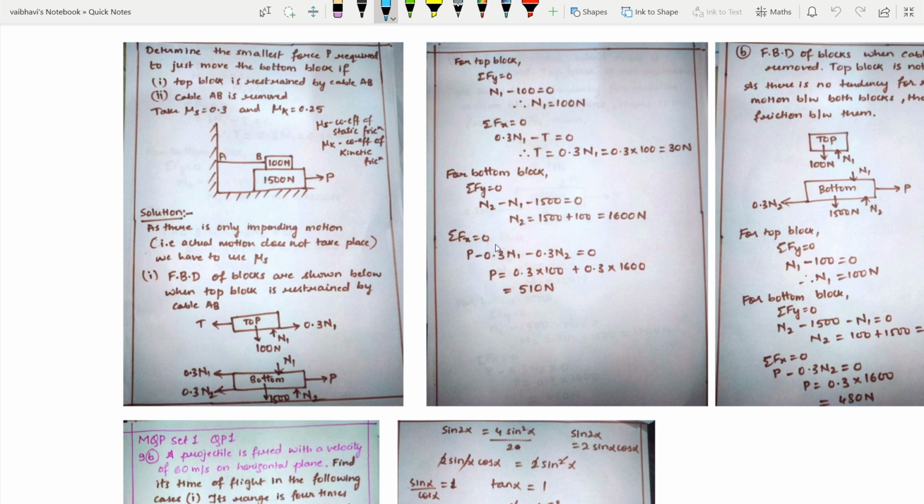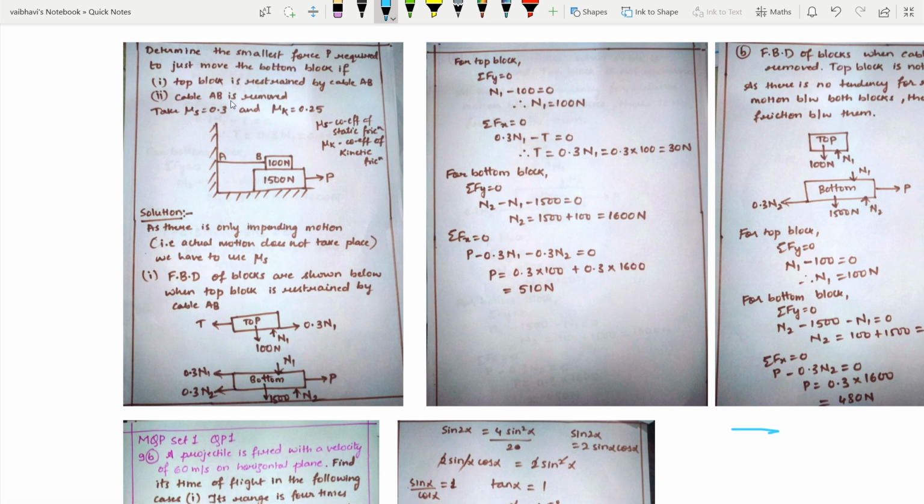Then taking summation of horizontal forces, that is P positive on this side minus 0.3 N1 minus 0.3 N2. Then we get P equal to, substituting the N1 and N2 values, 100 and 1600 respectively. So we get P equal to 510 Newton. Okay.